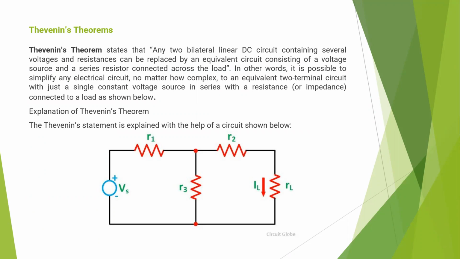In other words, it is possible to simplify any electrical circuit, no matter how complex, to an equivalent two-terminal circuit with just a single constant voltage source in series with a resistance connected to a load, as shown below. So this is the explanation of Thevenin's theorem.